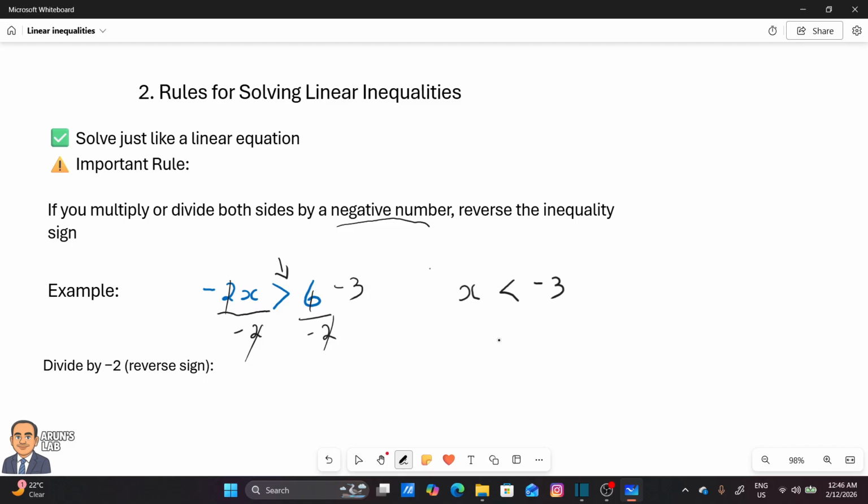So the interval notation will be minus infinity, comma, minus 3. That means all the values less than minus 3, going back to minus infinity. This is the interval notation, and this is the solution, the values of x. So when we divide or multiply by a negative number, we need to reverse the symbol.